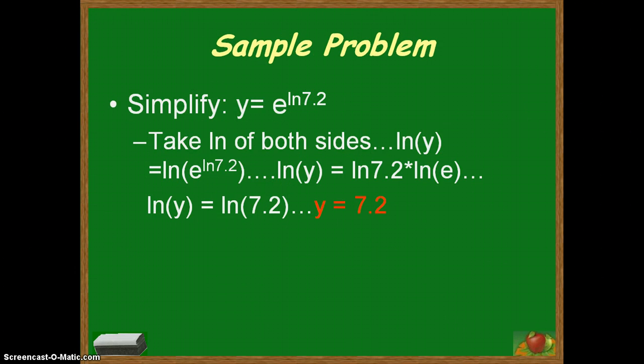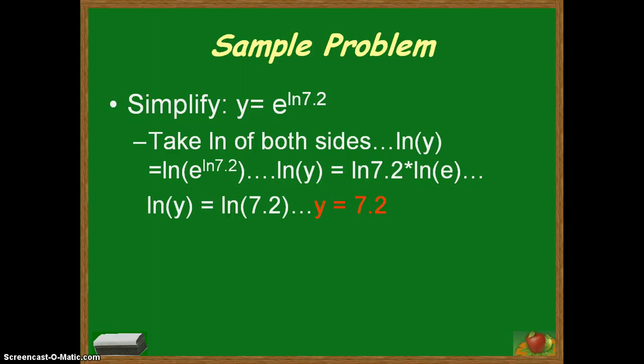Here's a sample problem using logs. Let's say you have a problem that you want to simplify: e raised to the natural log of 7.2. What I do is I set this equal to some variable. Let's say y. So I have y equals e to the natural log of 7.2. Then I take the natural log of both sides. Remember, whatever you do to one side of an equation, you do to the other. So natural log of y then would be equal to the natural log of e raised to the natural log of 7.2 power.